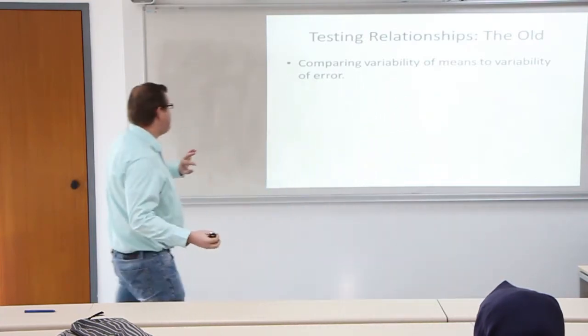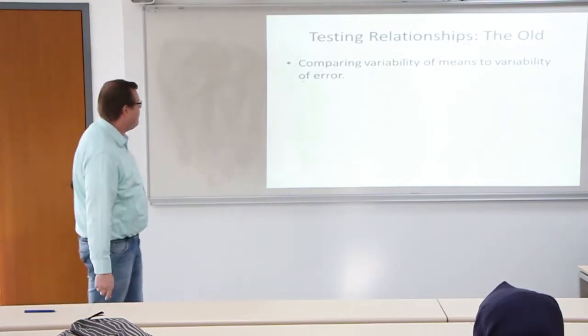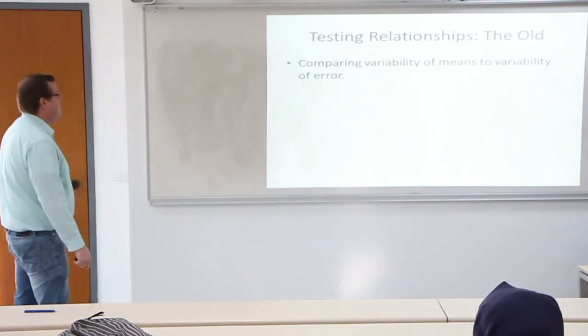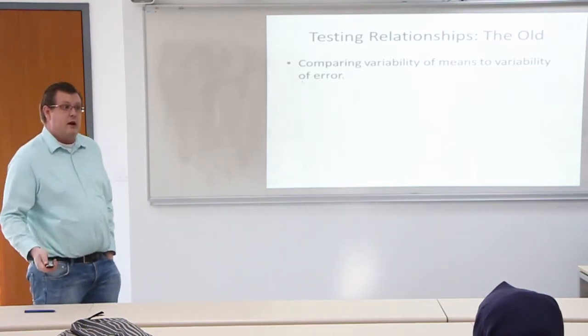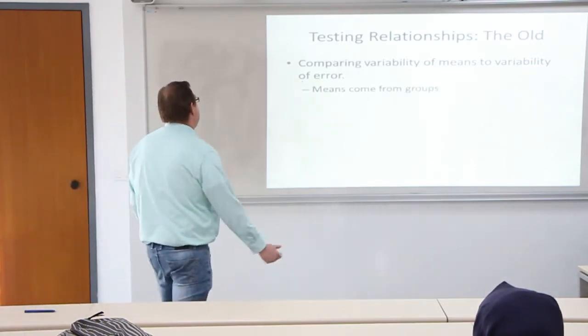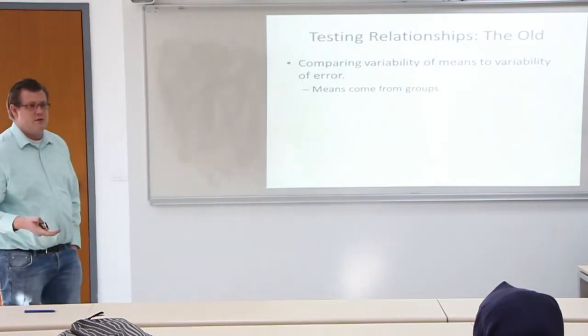So basically, for both the t-tests and the ANOVAs, we were comparing variability of means to variability of error. We're still going to be looking at variability. Variability is really, really useful. But previously, our means came from groups, right?